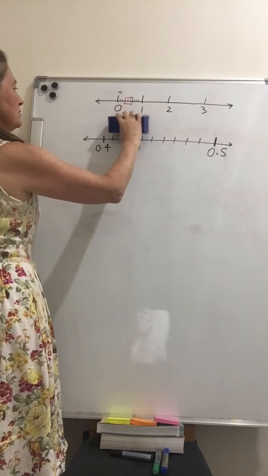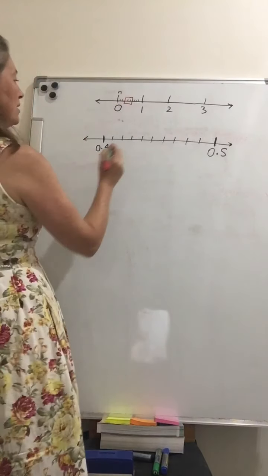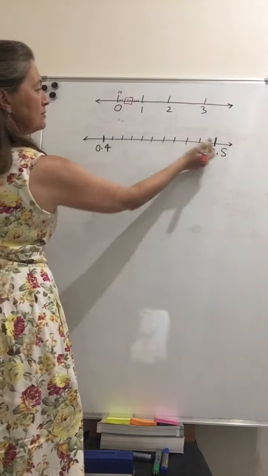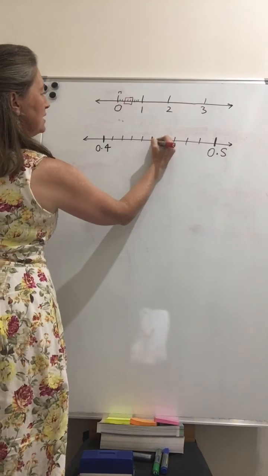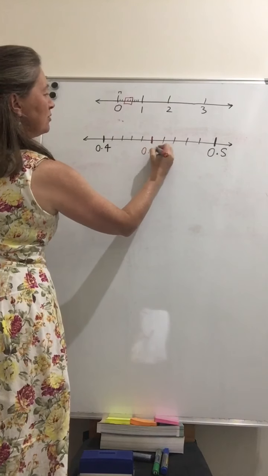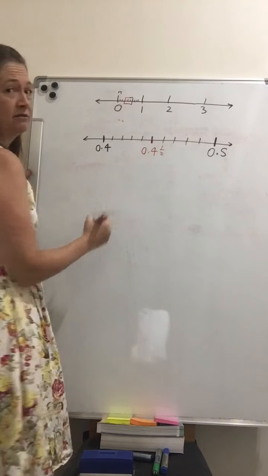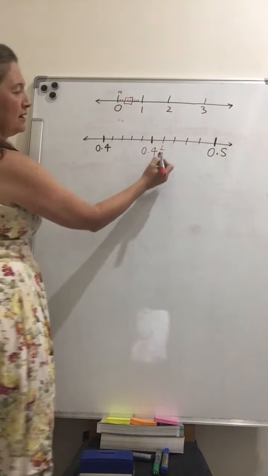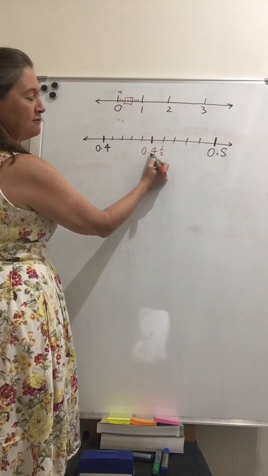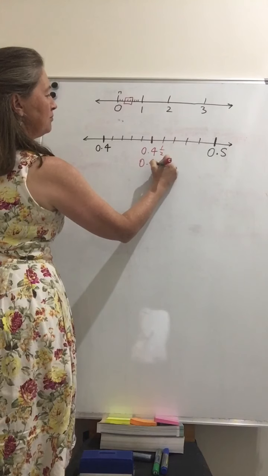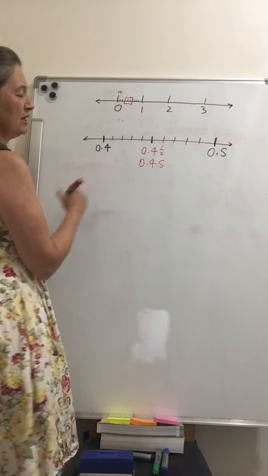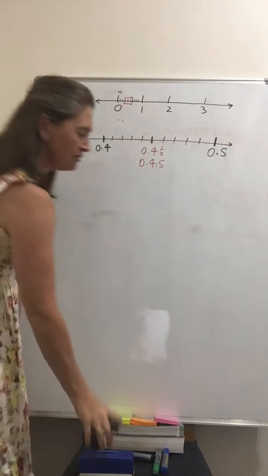What I would like to do is find the number that is exactly halfway between here and here. So 1, 2, 3, 4, 5, that's the number here. So that's 0.4 and a half. Except there's a problem there, you can't have a fraction as part of a decimal. Alright, what about 0.4.5? Well, you can't have a decimal as part of that. Neither of those will work.